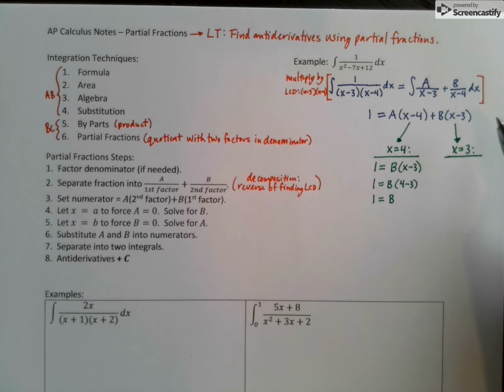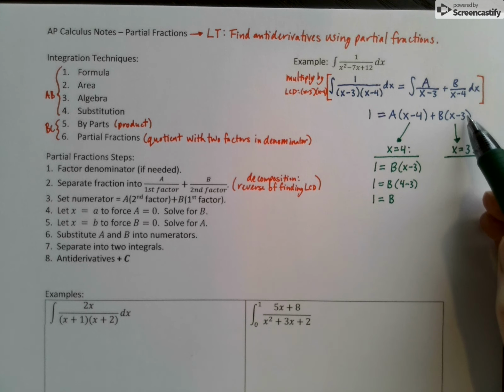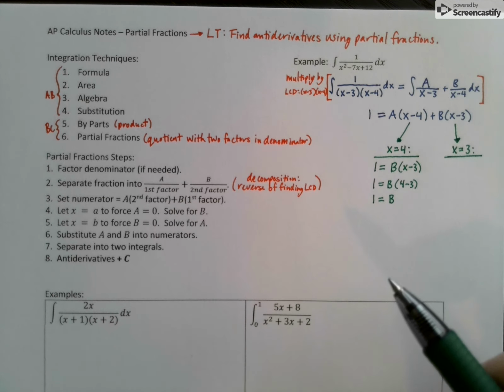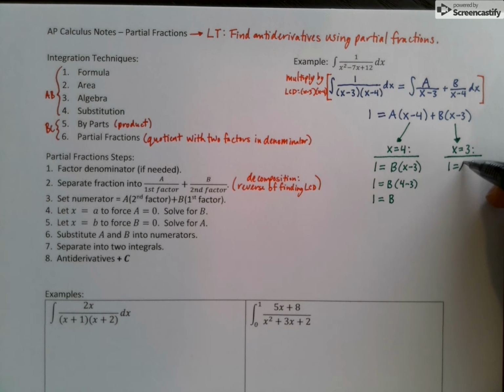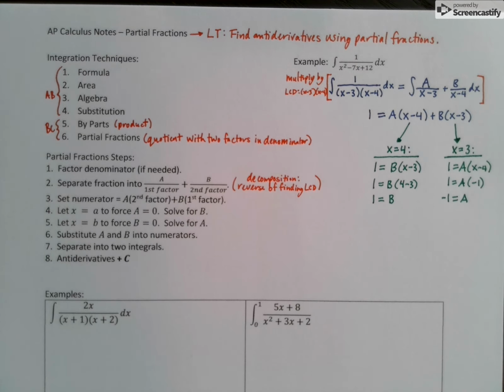I'll use the same idea here. If I let x equal 3, that means this factor will be 0, it will cancel my B and allow me to solve for A. So 1 equals A times x minus 4. Remember, for this idea, I have let x equal 3. So that gives me 3 minus 4, which is negative 1. So dividing by negative 1 reveals that the A value is negative 1.